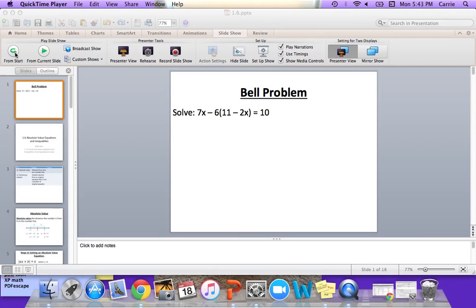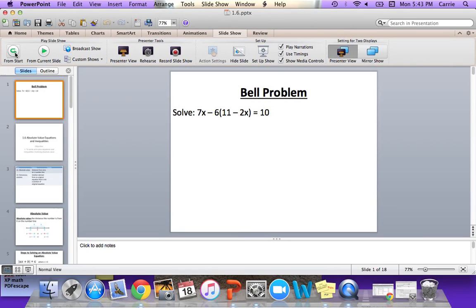The problem for today is 7x minus 6 times the quantity 11 minus 2x equals 10. Solve it out and you should get a value for x. Remember, for this one you need to distribute the negative 6 to both terms inside our parentheses. When you solve it out you should get x equal to 4.